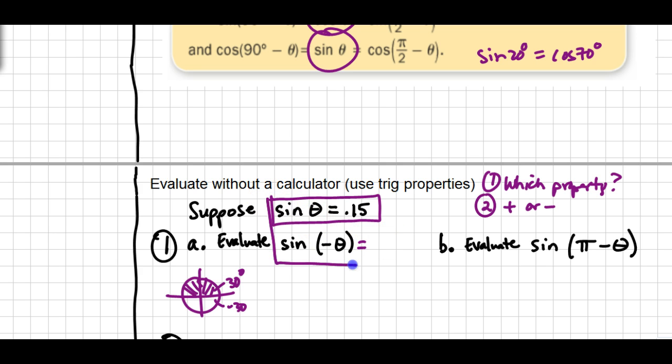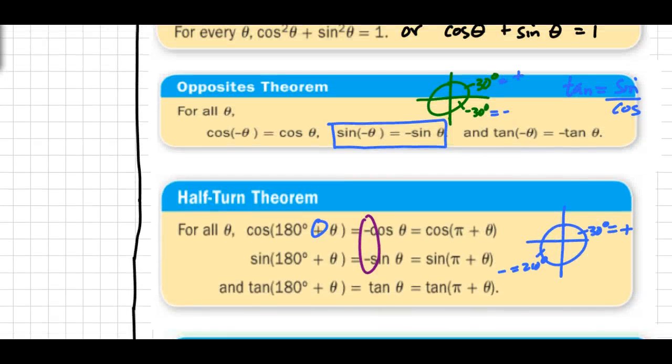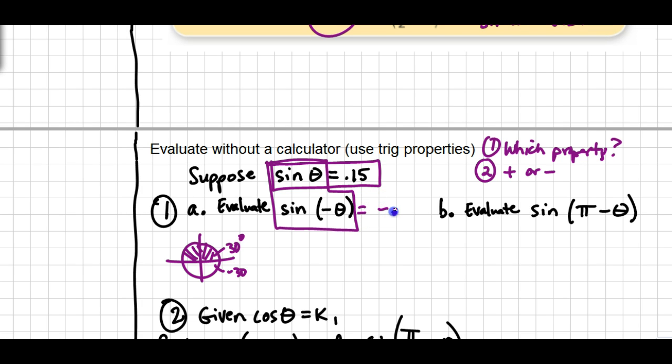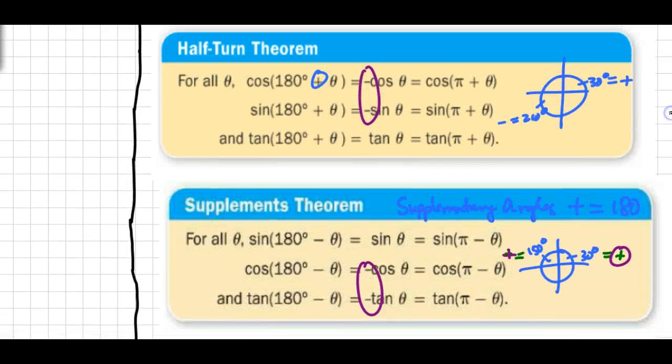If you also look at the properties present in this lesson, obviously what's going on here is the opposites theorem, and if we peek back at that for a moment, the opposites theorem does indeed say that the signs need to be opposite of each other. So my answer here is simply going to be negative 0.15. These two have to be opposite of each other, so if this one's a positive, this one has to be a negative. Similarly then, the sine of pi minus theta would go with the supplements theorem.